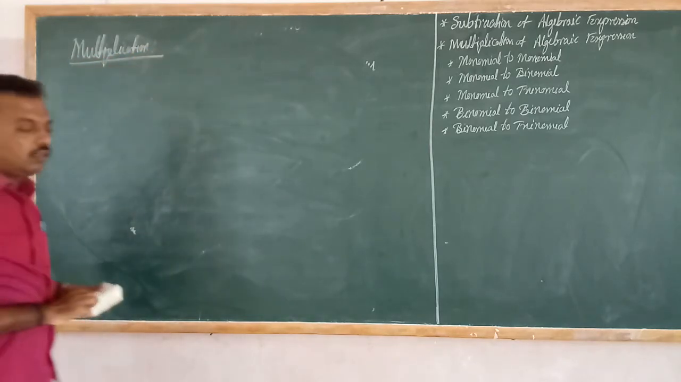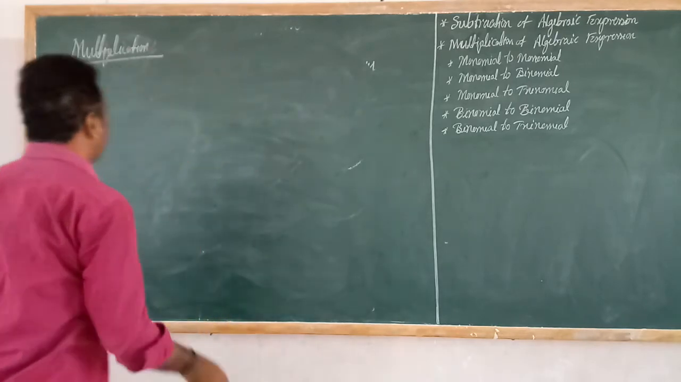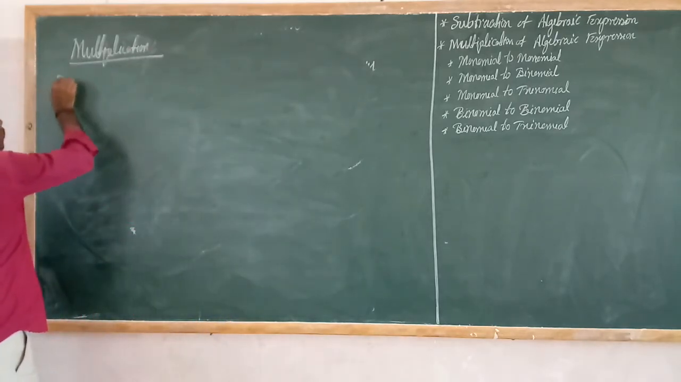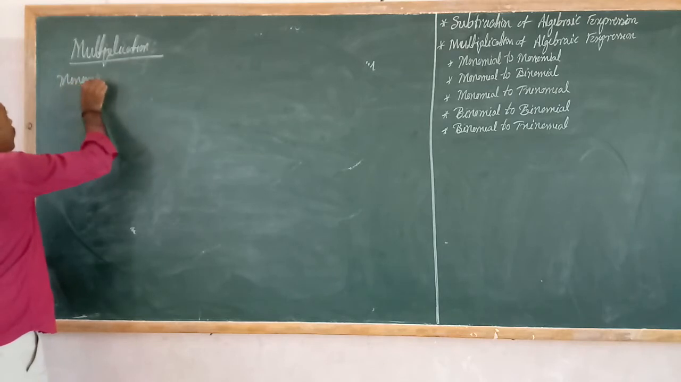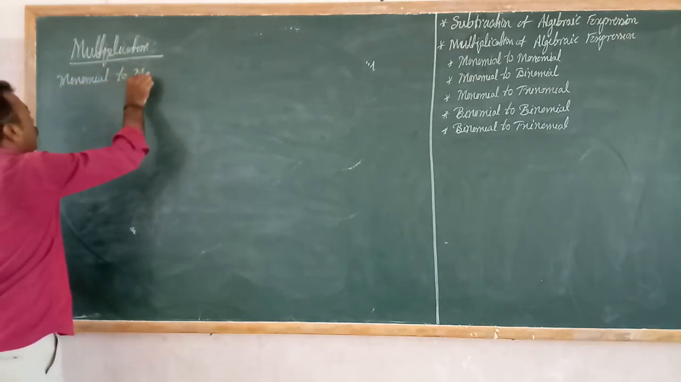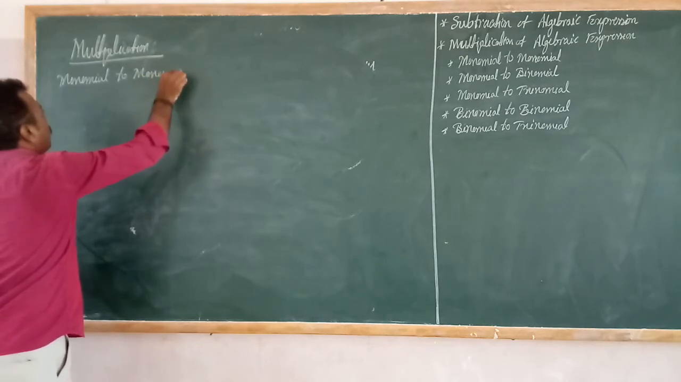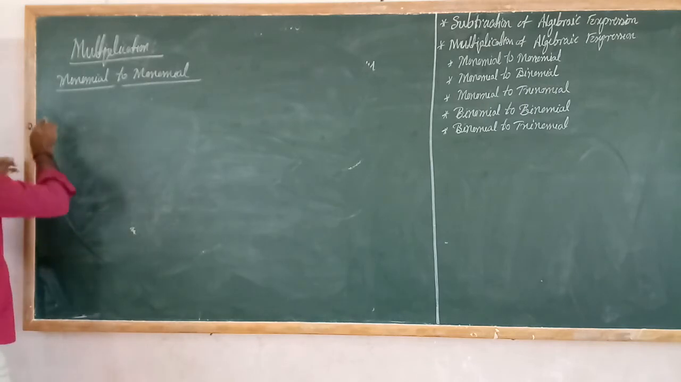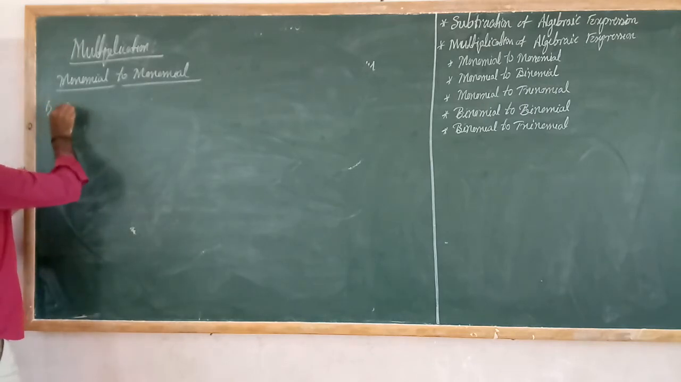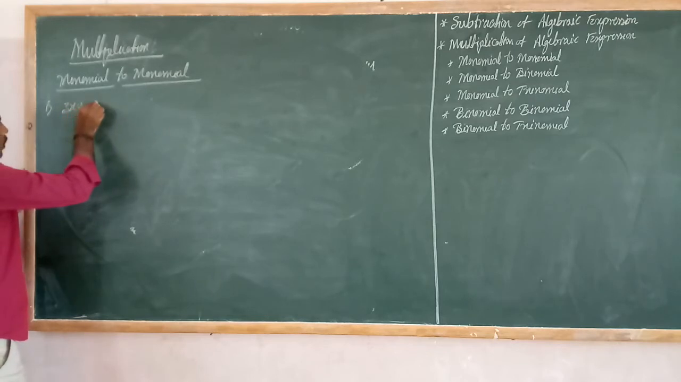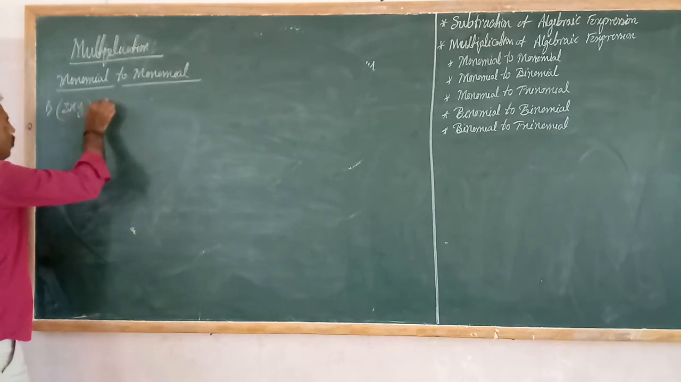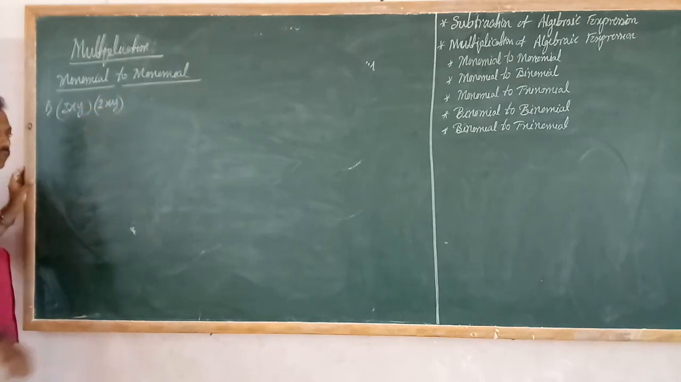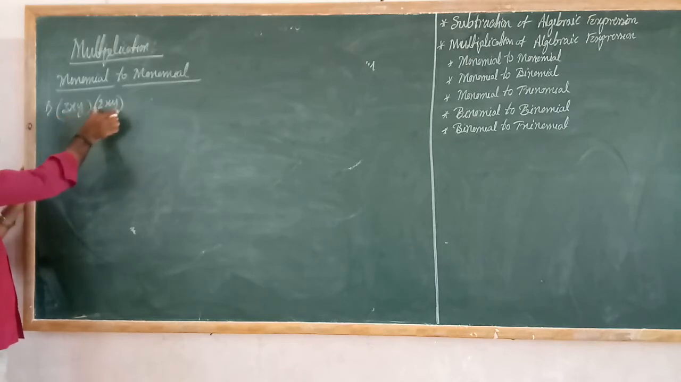Multiplications. First, I will take monomial by a monomial. Monomial to monomial, how to do multiplication? Okay, see. First example, 3xy and 2xy. So this is one monomial and this is another monomial. So I will multiply monomial to monomial.